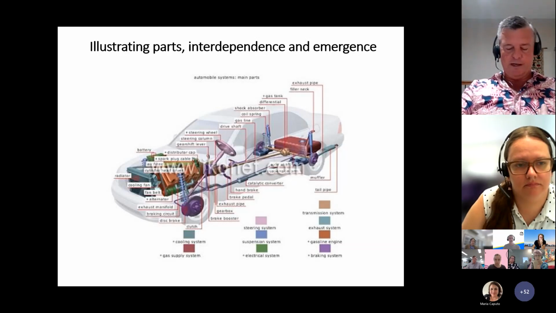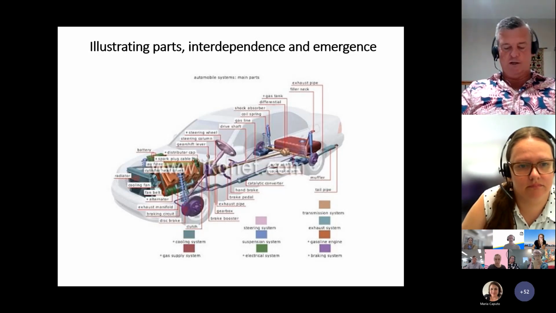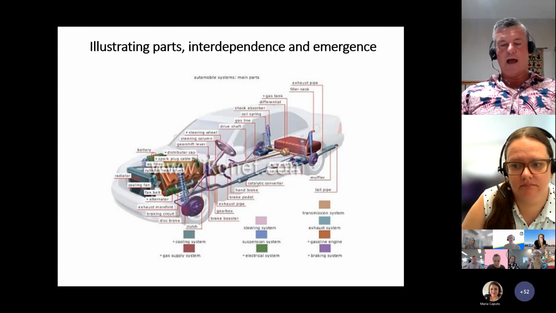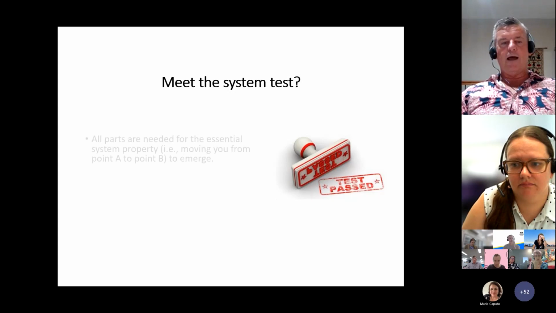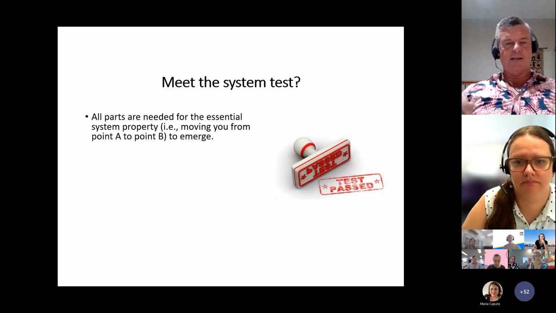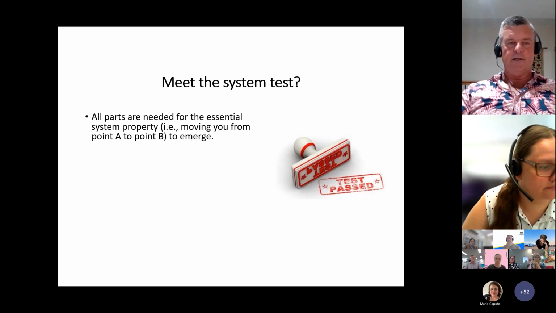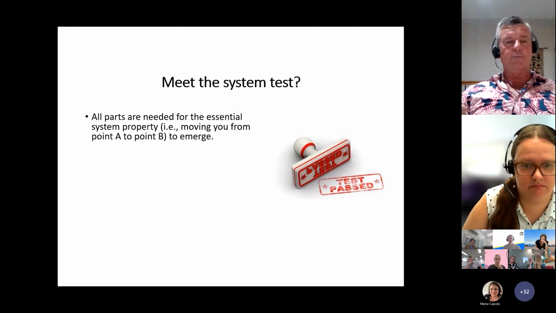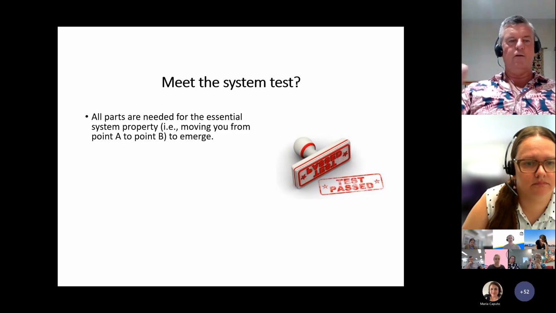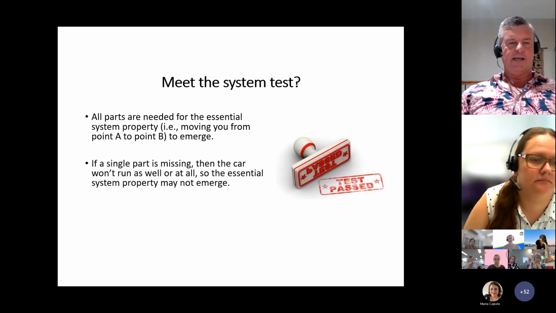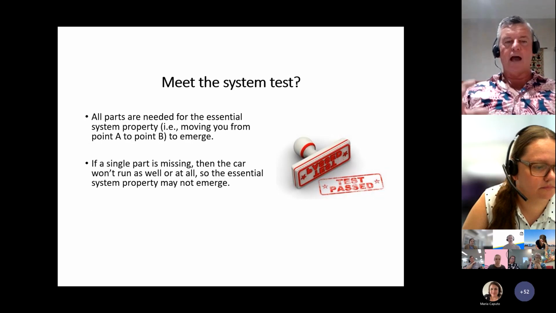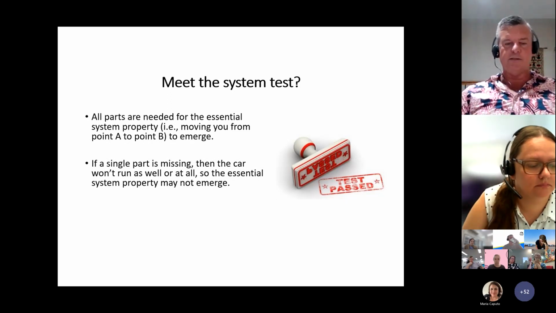They can do cooling, the motor can run, they can supply fuel, they can do steering, but none of them can deliver what they can achieve when they appropriately interact, which is when they come together and create this emergent property of a car, which can transport you safely from point A to point B. So what are the tests to meet the system's test? Well, first of all, all parts are needed for the essential property of that system to emerge, moving you from point A to point B. The second test is if a single part is missing, then the car won't run well or at all. So its essential system property may not emerge if that part is missing.